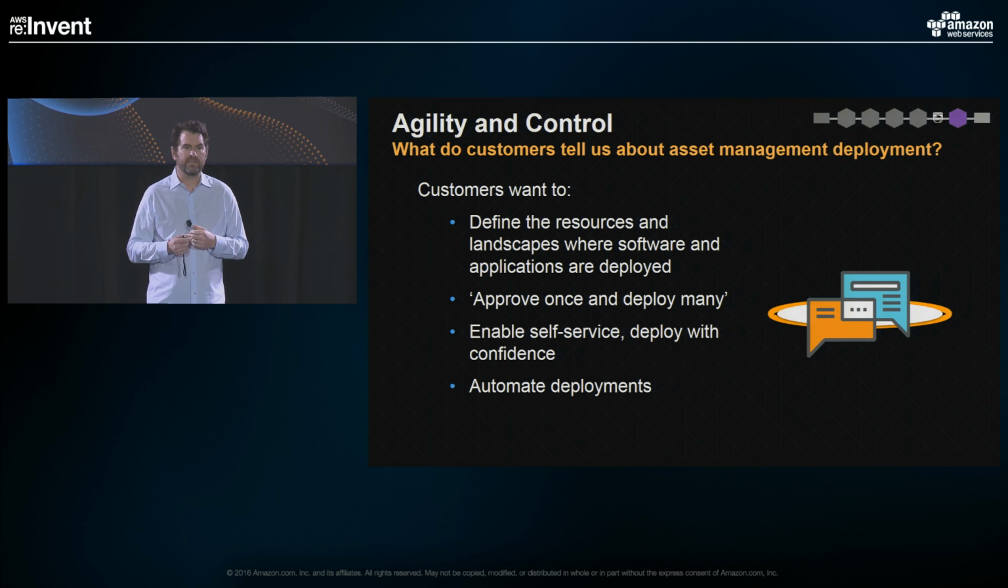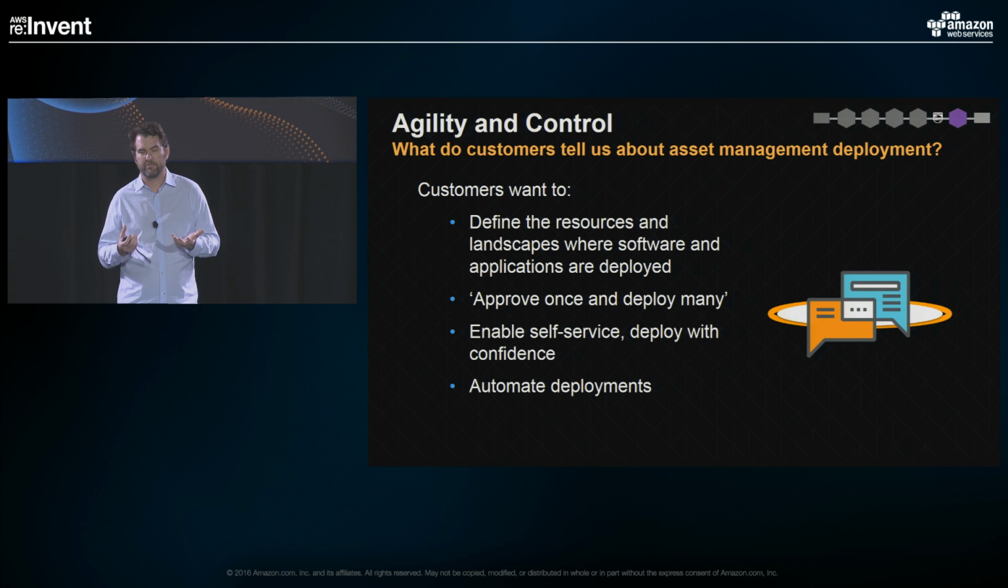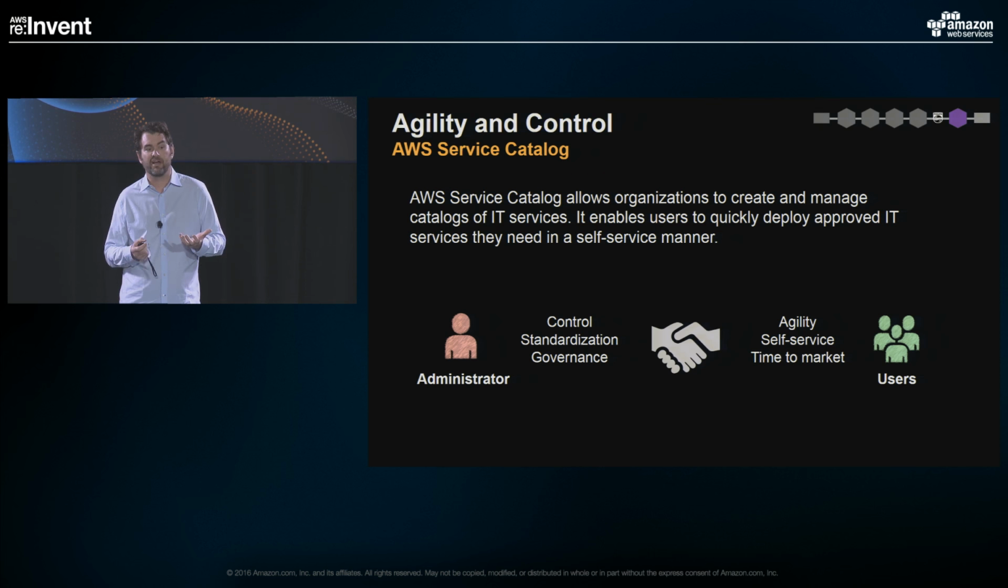And then there's the pieces. You've got this now standardized catalog of services and templates and pieces. In addition to allowing the self-service, they want to have that automation. They want to employ that into their development pipelines or into their processes. So what is Service Catalog, and how does it accomplish that?